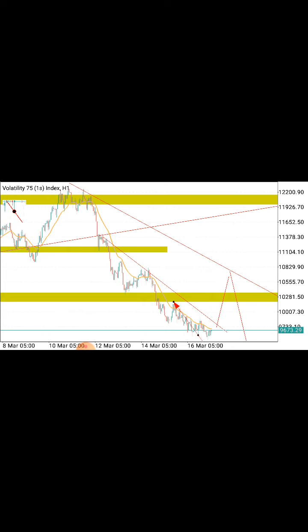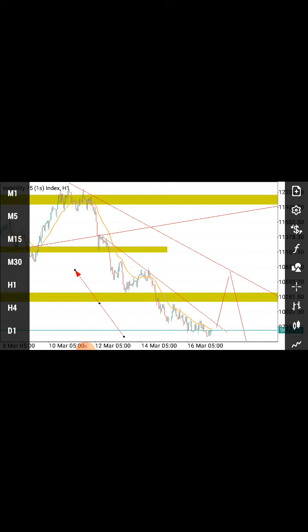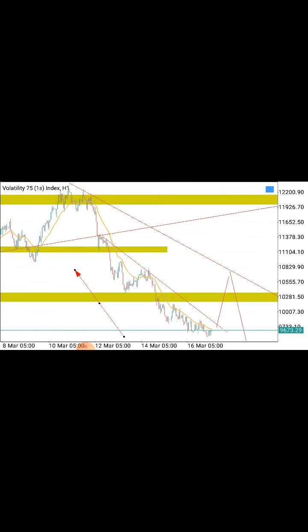So if you're taking this trade, if you're selling on this order block, make sure you place your stop loss above here. This is where you place your stop loss, above this order block, which we haven't yet identified.